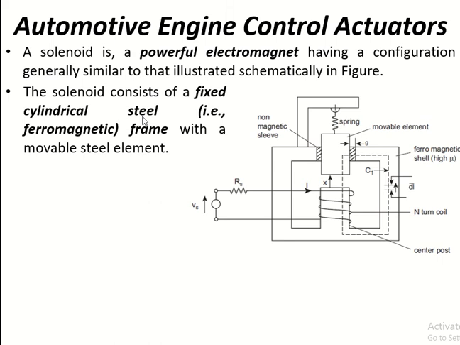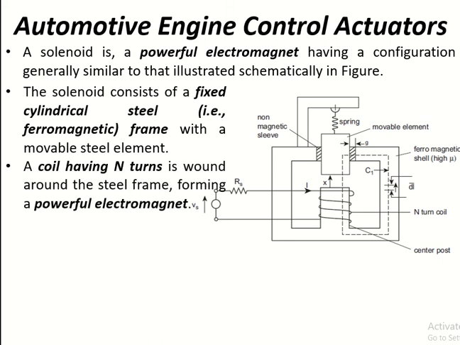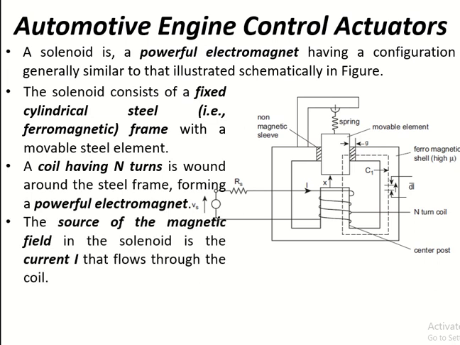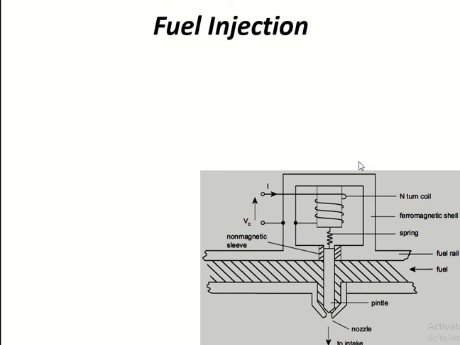The solenoid consists of a fixed cylindrical steel frame with a movable steel element. A coil having N number of turns is wound around the steel frame, forming a powerful electromagnet. The source of the magnetic field in the solenoid is the current I that flows through the coil. The lines of constant magnetic flux density B form closed contours, which are denoted over here by the symbol C1. So in the upcoming lecture we'll discuss how the solenoid is helpful for the fuel injection system.